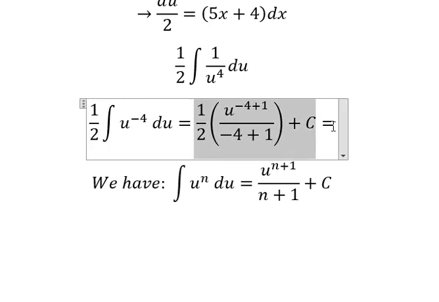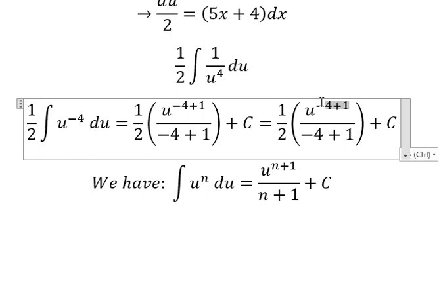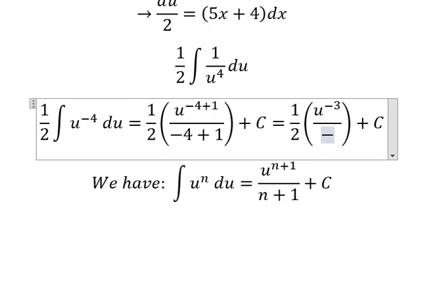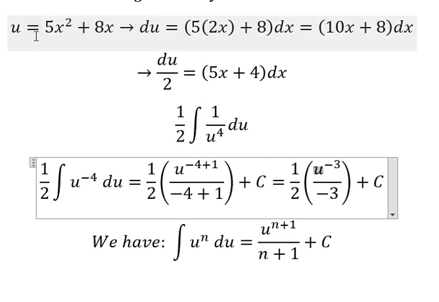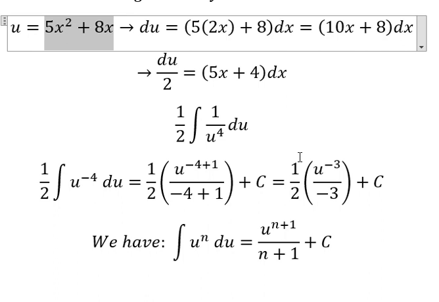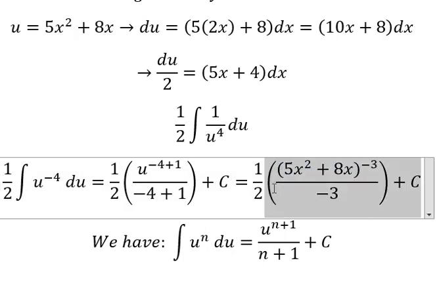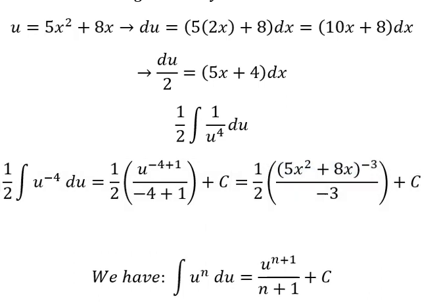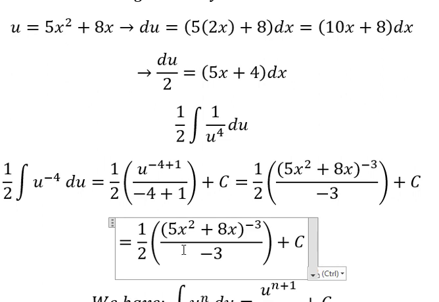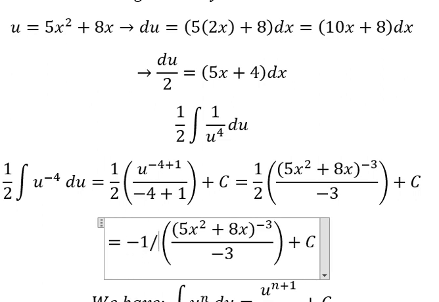And now we have the final answer. This one we have negative number 3. About u, that is about this one. So number 2 and negative number 3, we have negative 1 over 6.